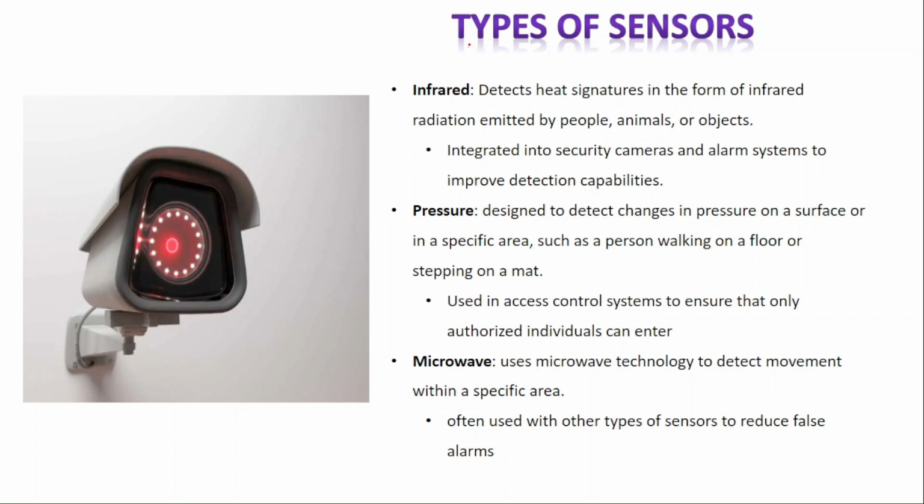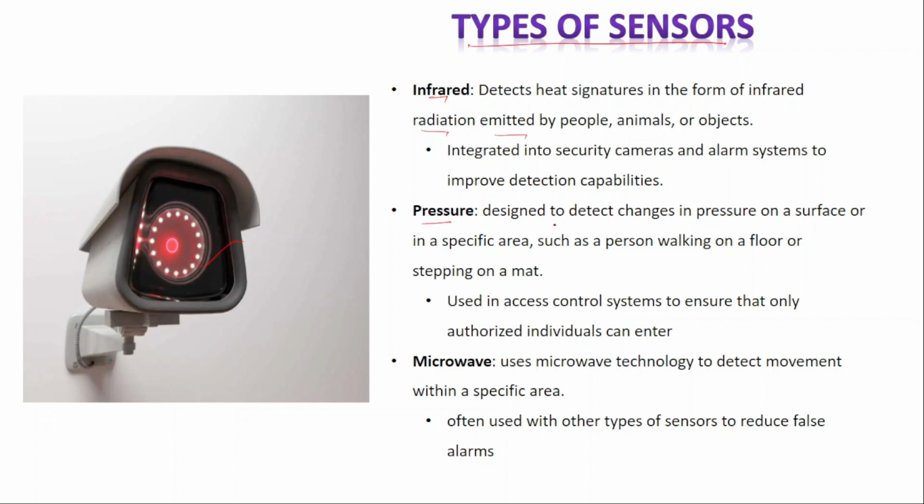So, types of sensors. Multiple sensors can be used to enhance your physical security, and this includes infrared. Infrared detects heat signatures in the form of infrared radiation emitted by people, animals, or objects. It can be integrated into security cameras and alarm systems to improve detection capability. Infrared integrated into security cameras can be used to detect people during the night.